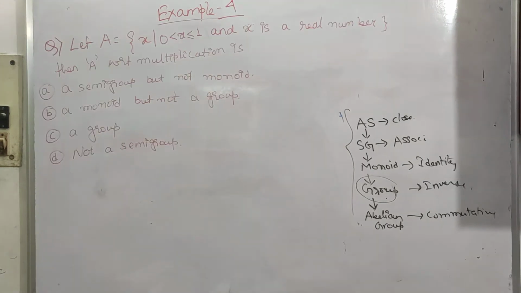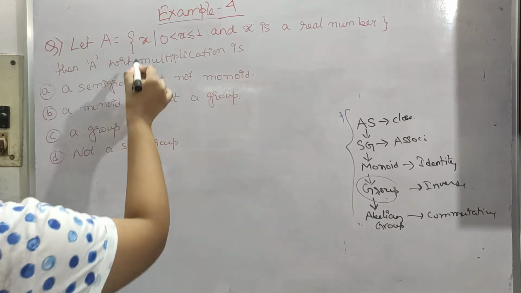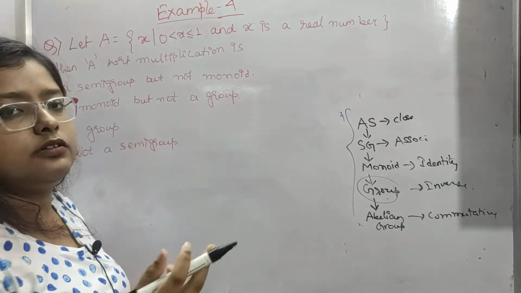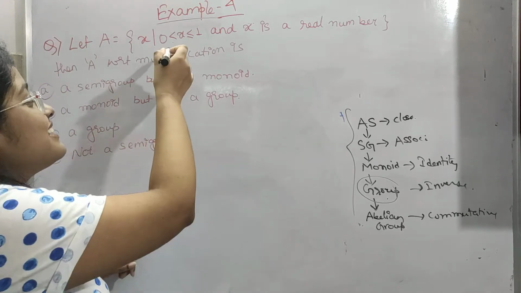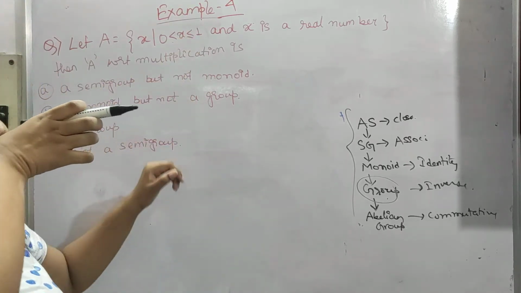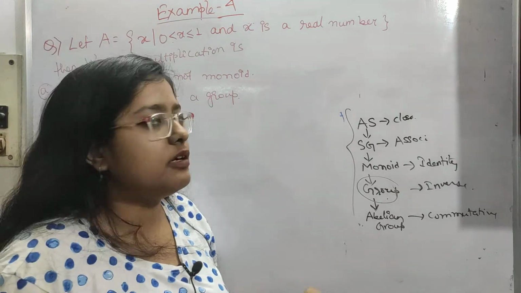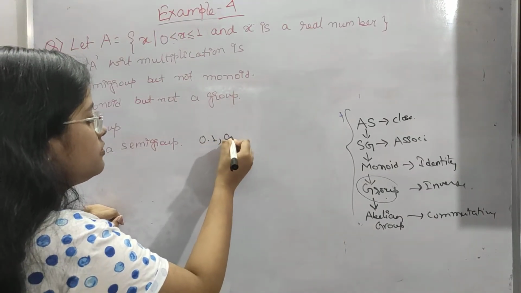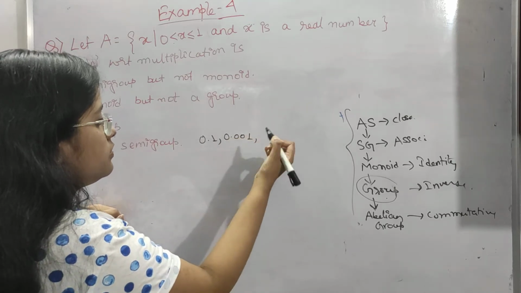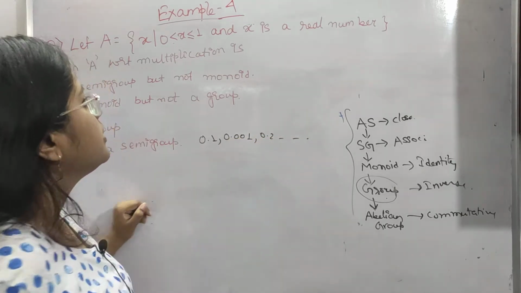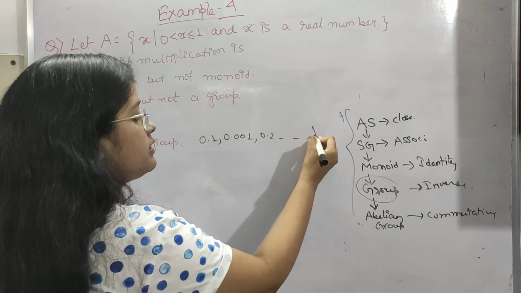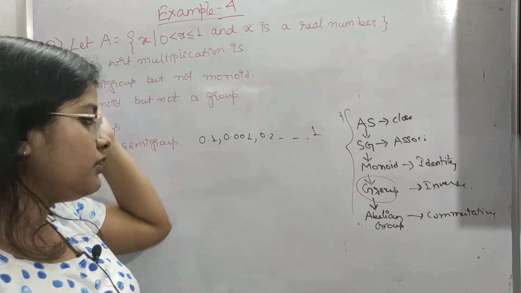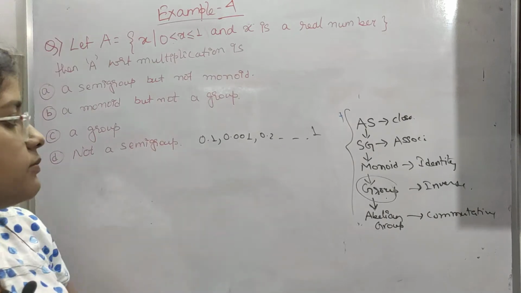So now let's see this question. A is this set X, where X is greater than 0 and less than or equal to 1, and X is a real number. Okay, so it can contain 0.1, 0.0001, 0.2, anything. But less than or equal to 1, so maximum it will contain 1, not more than that, and more than 0.